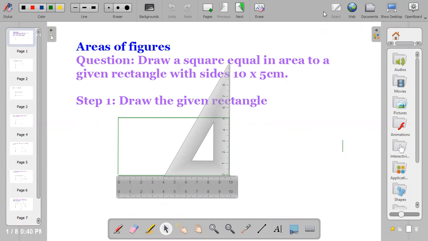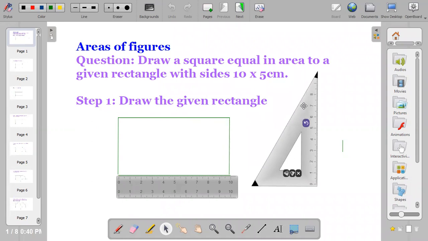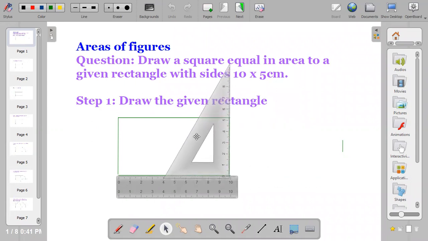So let's look at the question that we have for the day. Draw a square equal in area to a given rectangle with sides 10 by 5. So the first step is to draw the given rectangle. Bring out your drawing instruments, your ruler, your pencils, and your set square. Draw the rectangle using the length, which is 10, and the breadth, which is 5 centimeters.